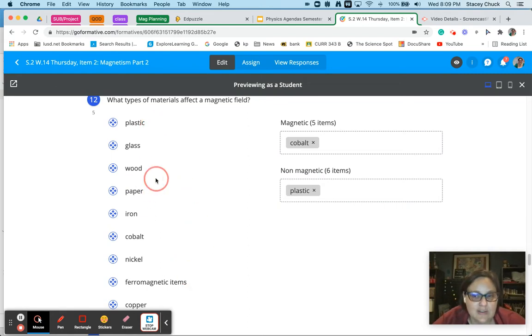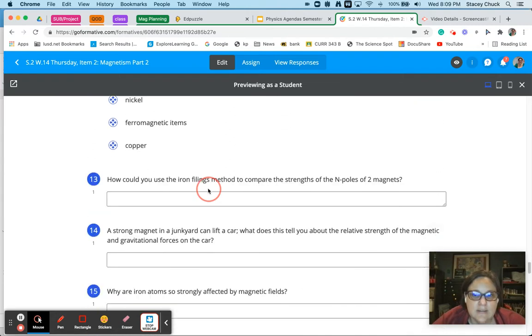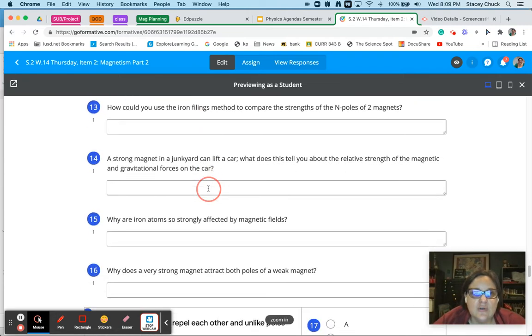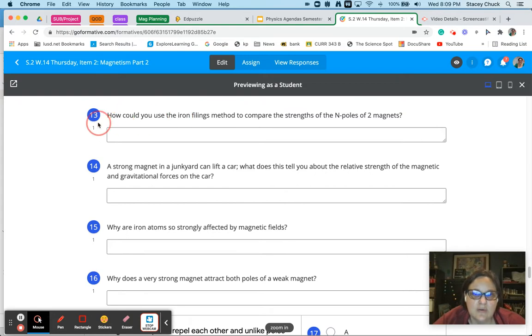Here's another little extra tip. Paper and wood are both cellulose. So if you know one of those two, you know the other one. How could you use the iron filings method to compare the strengths of the north poles of two magnets? Well, a stronger magnet is going to attract more iron filings and have denser lines at the end of the magnet. So you could do that to compare them.